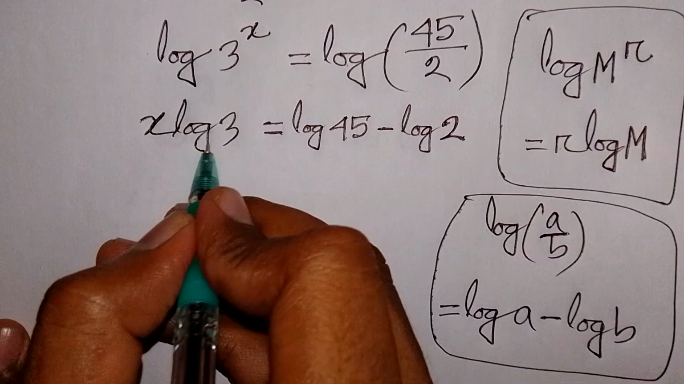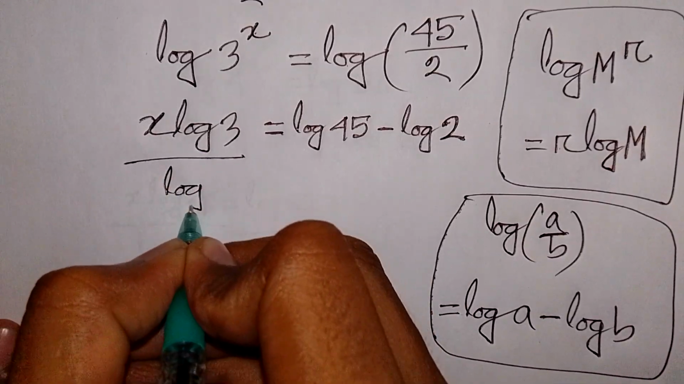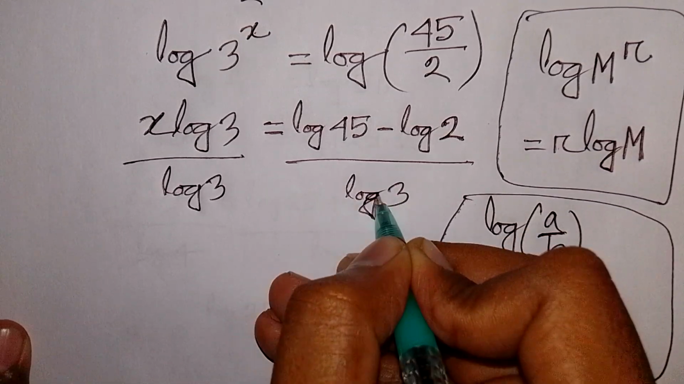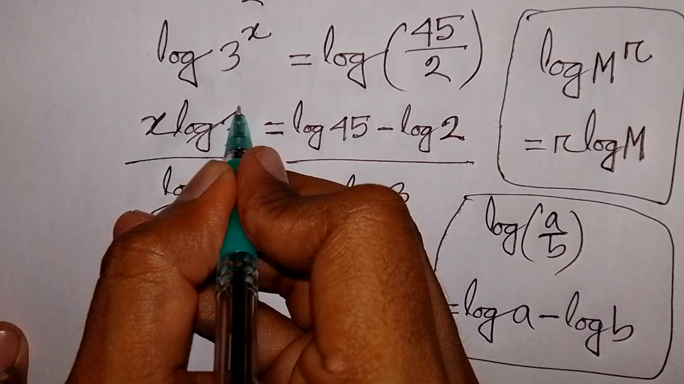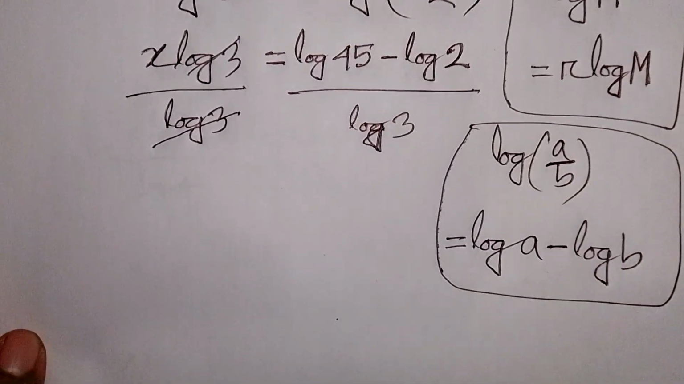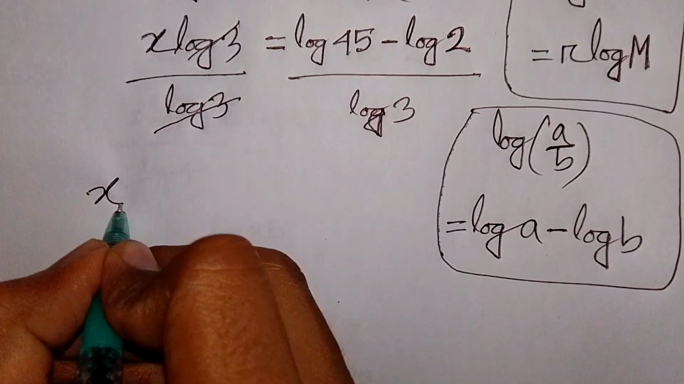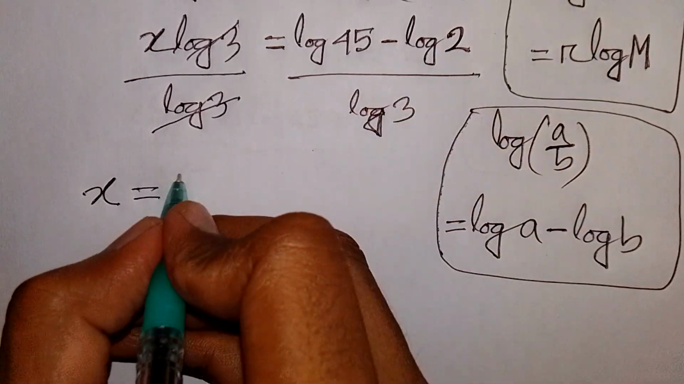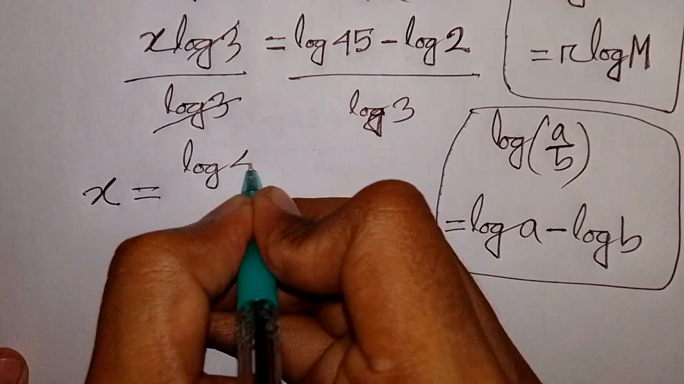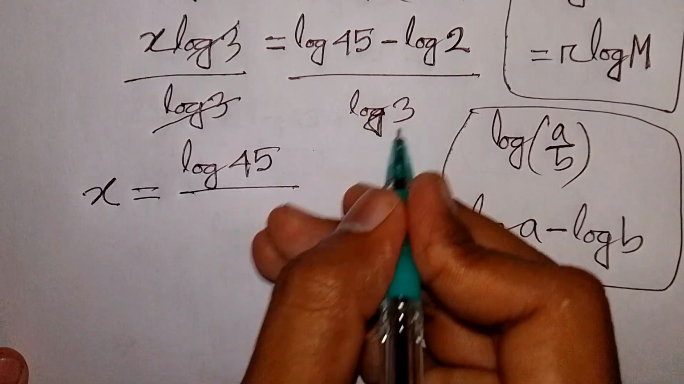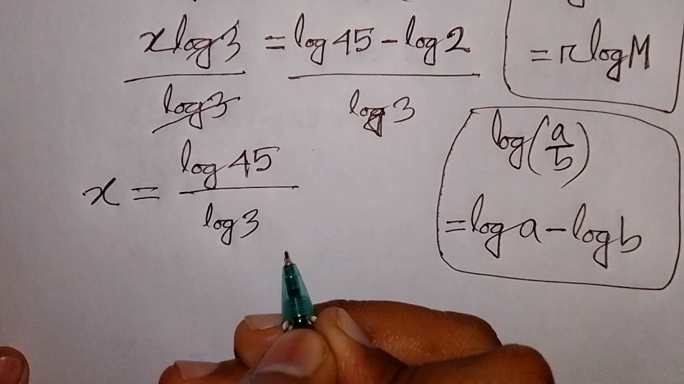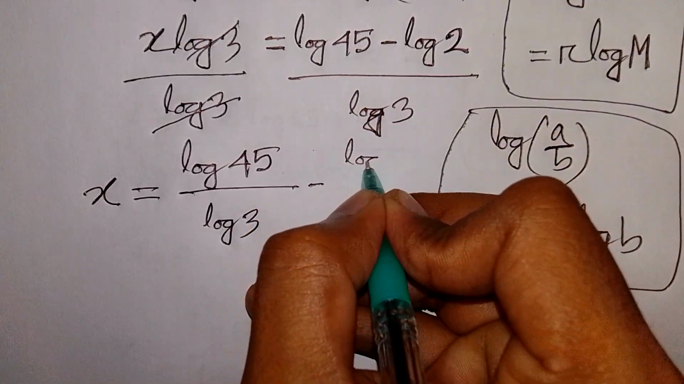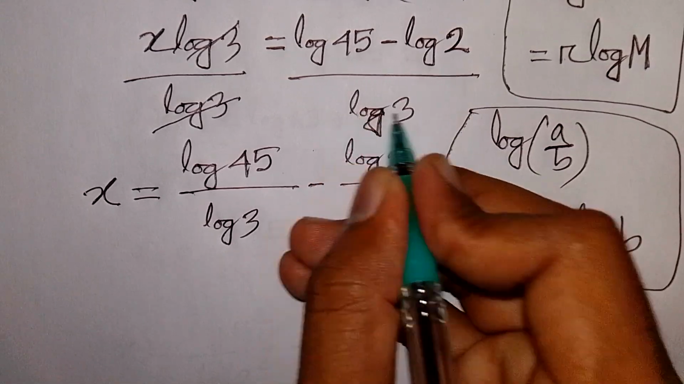Now we divide by log 3 on both sides, so divided by log 3, divided by log 3. So this log 3 will be cancelled. So we have x is equal to this part over log 3 minus this part over log 3: log 45 over log 3, then minus log 2 over log 3.